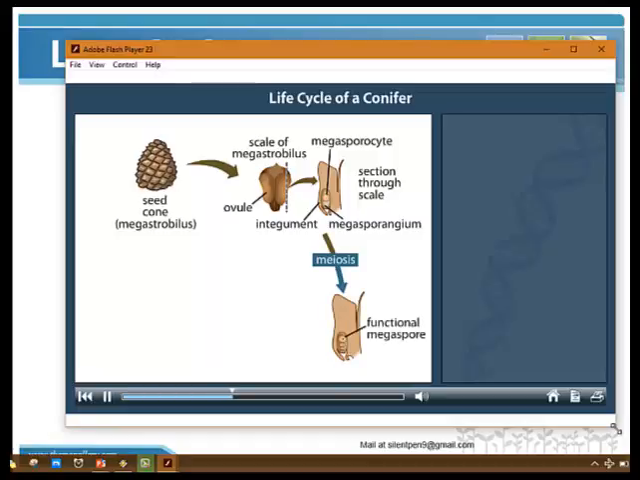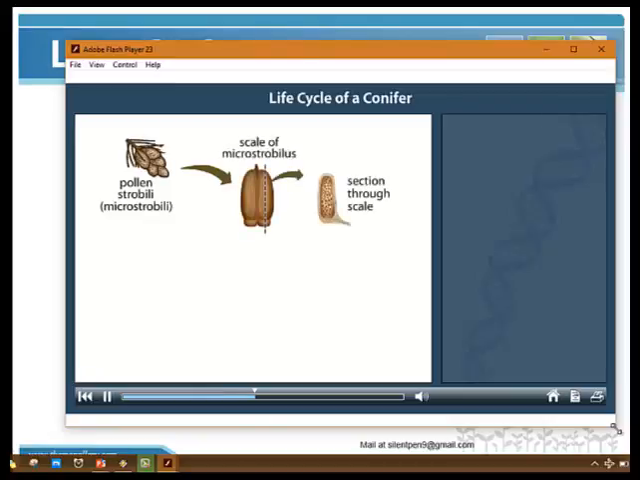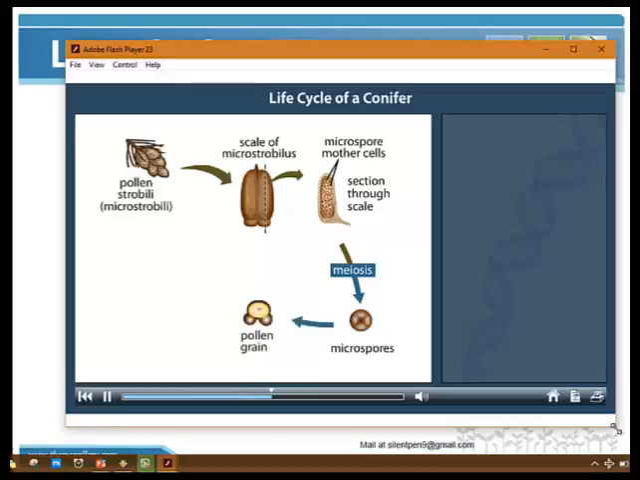The non-functional megaspores degenerate, while the functional megaspore divides mitotically, and the resulting cells divide again to produce a multicellular female gametophyte. Male gametophytes develop in a similar manner. The scales of the microstrobilus contain microspore mother cells. Meiosis gives rise to haploid microspores, which in turn mature into pollen grains, the male gametophytes.